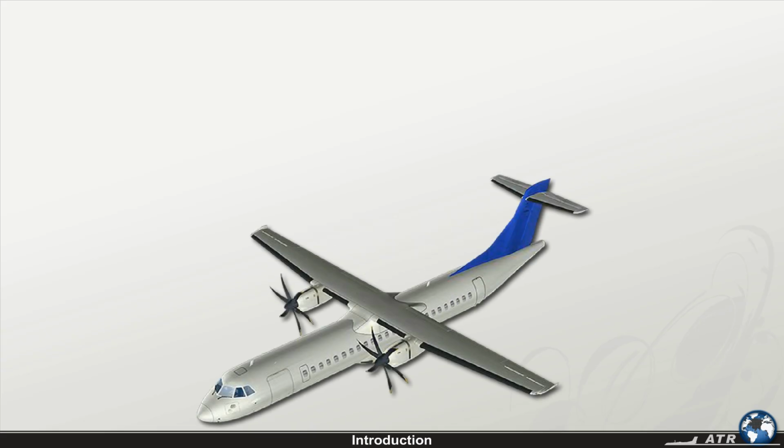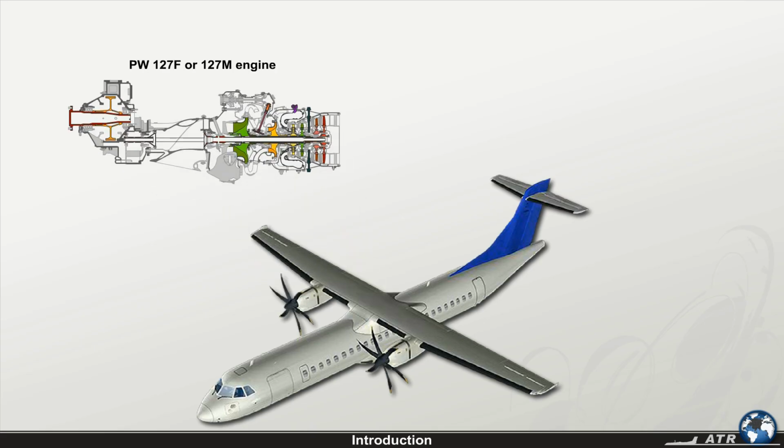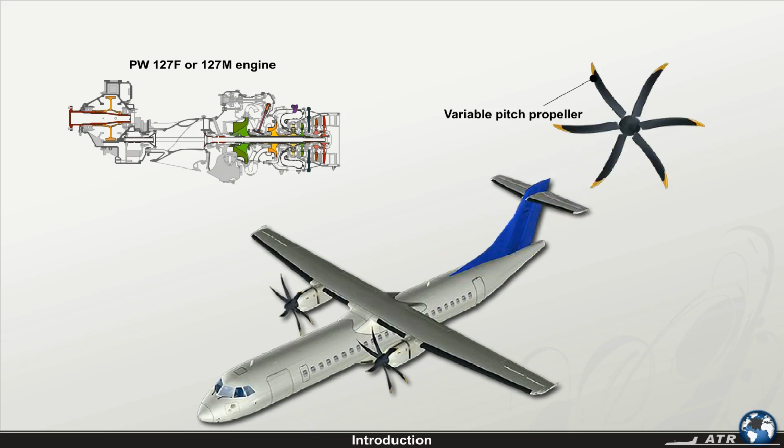The ATR72-500 aircraft is powered by two power plants, each containing a turboprop Pratt & Whitney 127F or 127M engine, driving a Hamilton Standard variable pitch propeller through a reduction gearbox. The PW127 engine has, in normal operation, a takeoff power of 2,475 shaft horsepower, with a reserve takeoff power of 2,750 shp in case one engine fails.